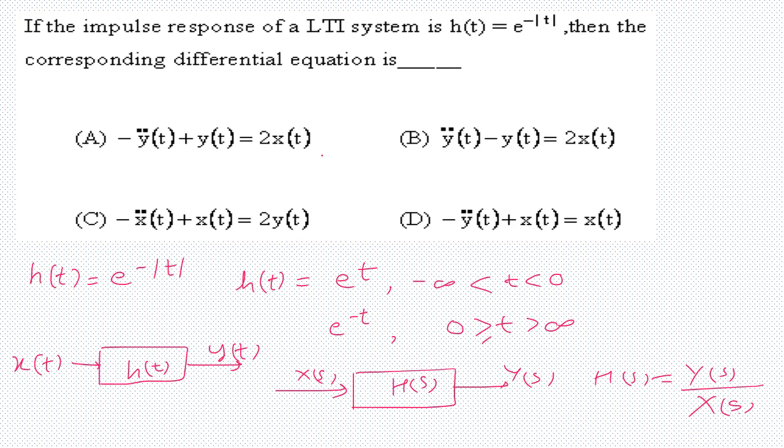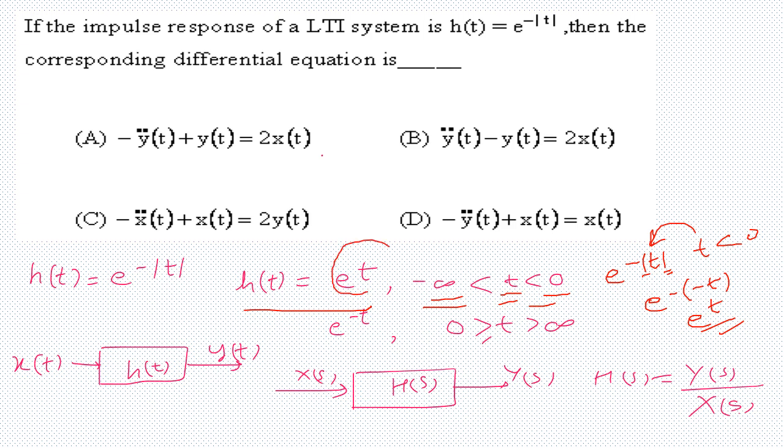This can be written as h of t equals e power t for t from minus infinity to 0. Why? Because for t less than 0, t is going to be negative, but the mod has to ensure that it is positive. So an extra minus sign will come, so it will become e power minus of minus t, which will be e power t.